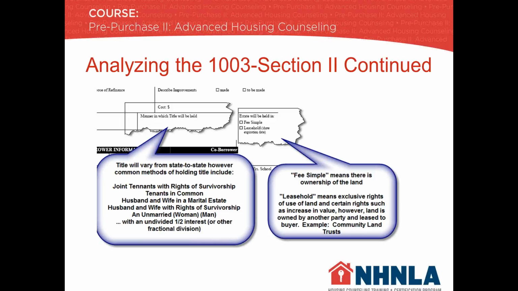And then as far as if you move over to that second bubble, the estate will be held in, that really just has to do with is there ownership of the land. Okay, so if there's ownership of the land, that's just a fee simple. If there is a leasehold situation, that would be when they have exclusive rights to use the land, and there's certain rights that allow you to build on it to increase the value, but actually the land is owned by another party and leased to the buyer. The most common example, and we've got it listed here, and this is the only thing I've ever run into, would be a community land trust.